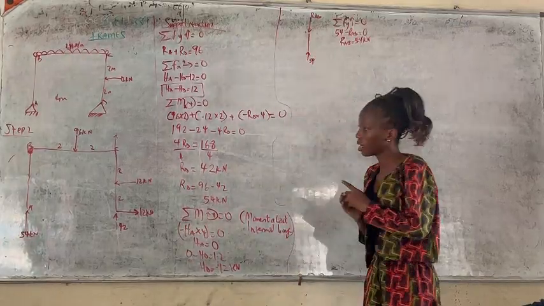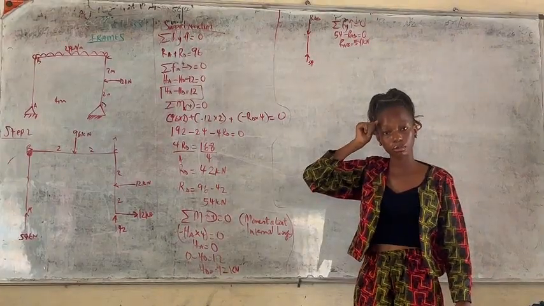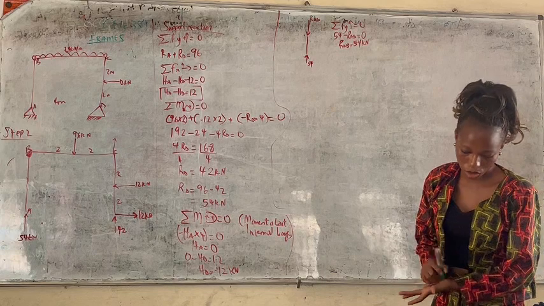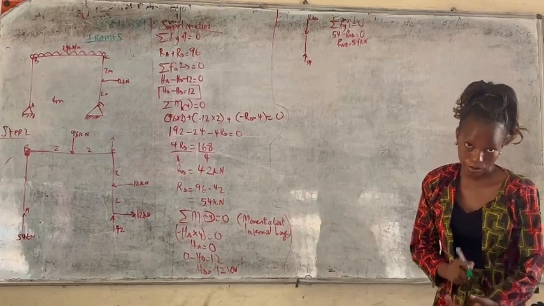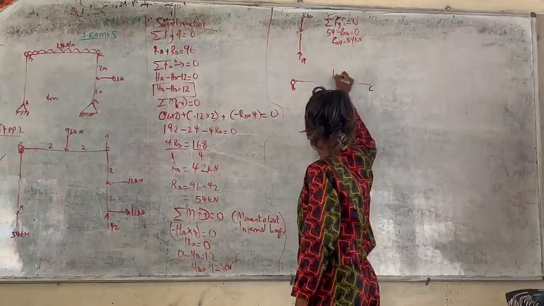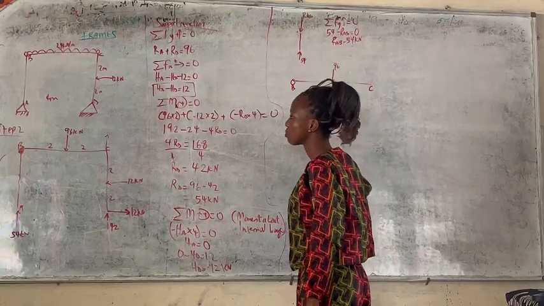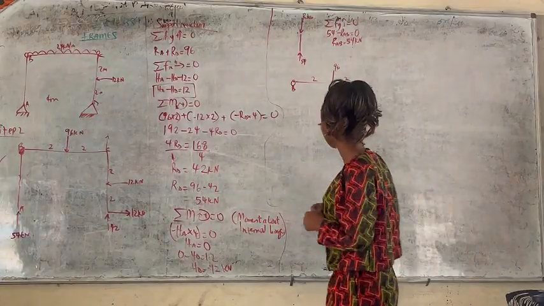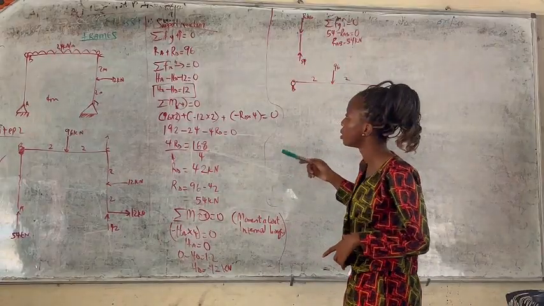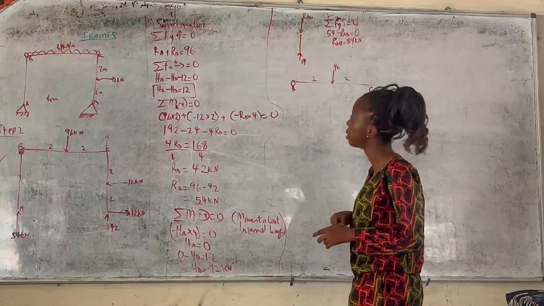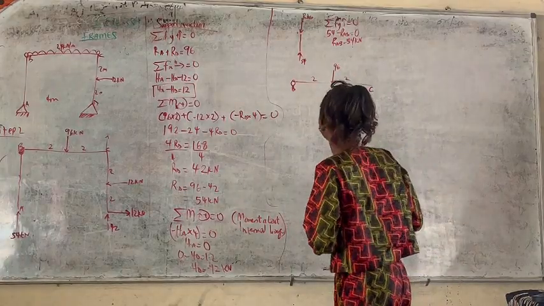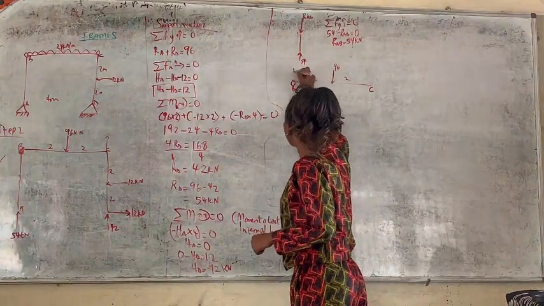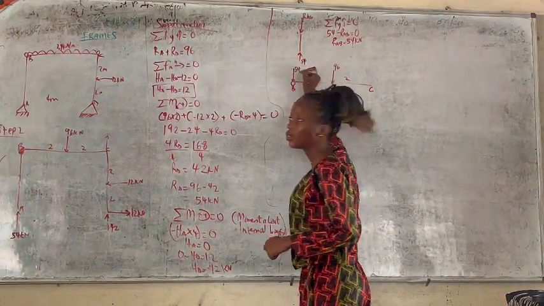So we're done with the first column. And 96. So we have RAB acting here like this, 54 kilonewton.